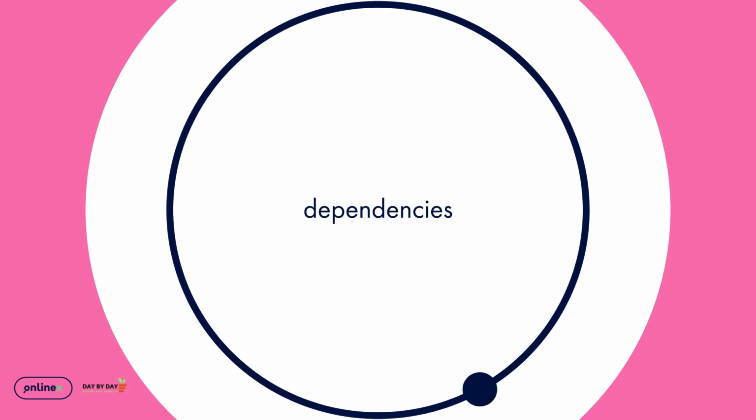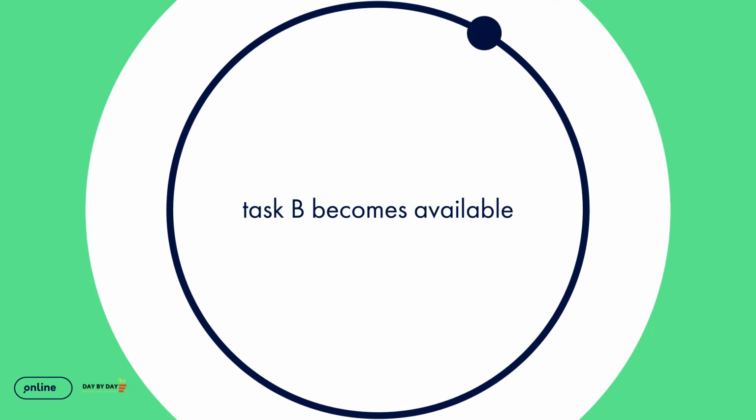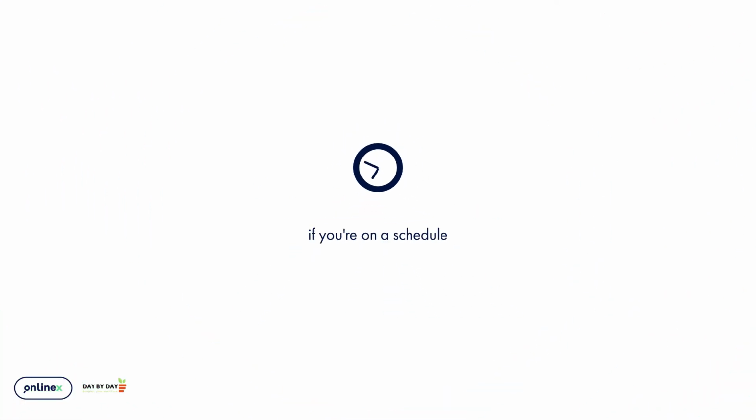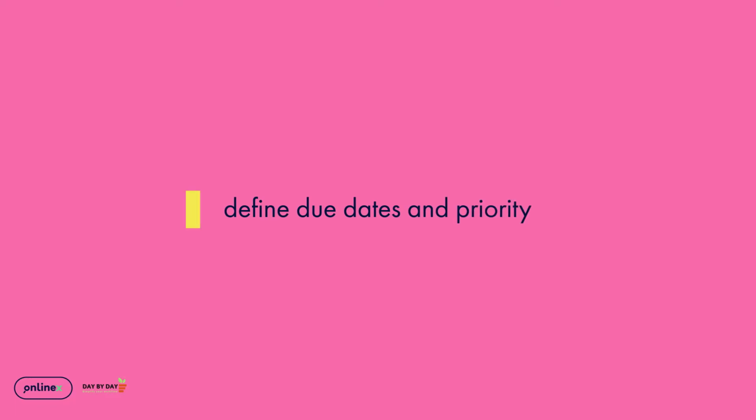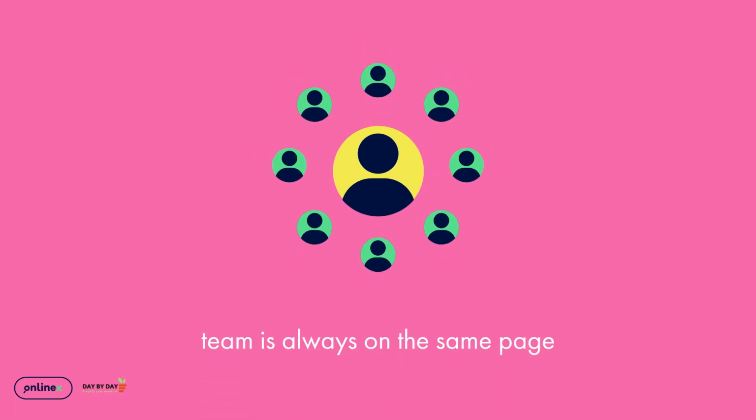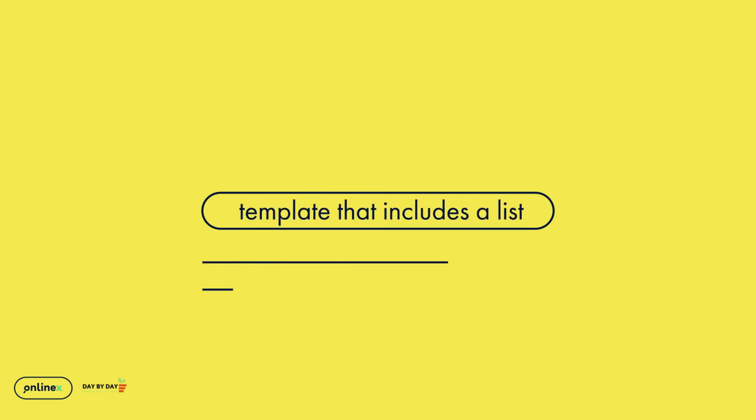Tasks can also have dependencies, so only when task A is complete, task B becomes available. This is important if you're on a schedule and need to know who's doing what and when. When you create tasks, you assign them to a team member and you can define due dates and priority. Working with the project management tool will ensure your team is always on the same page, even if you're a team of one.